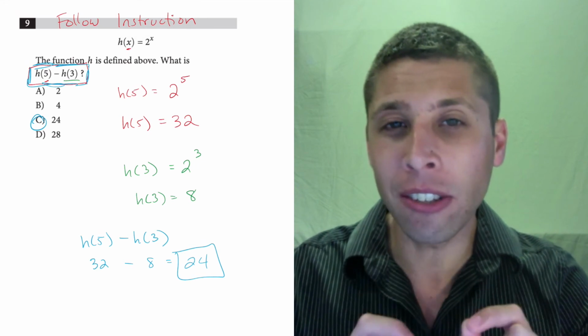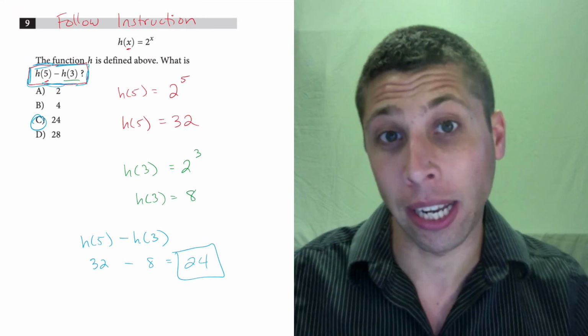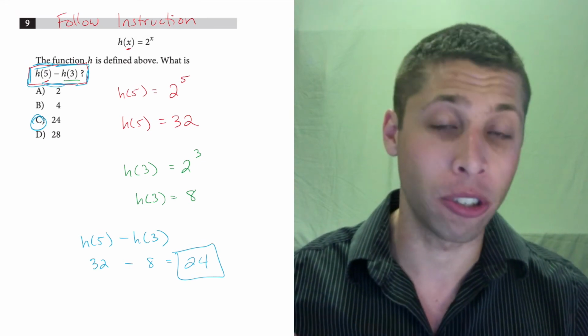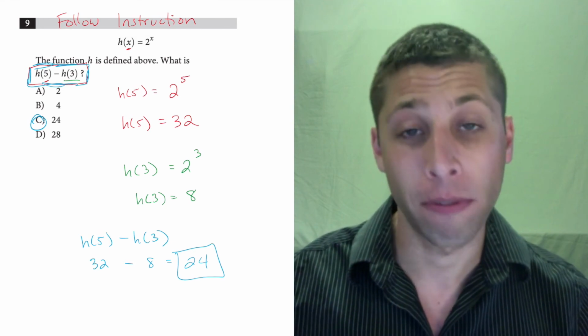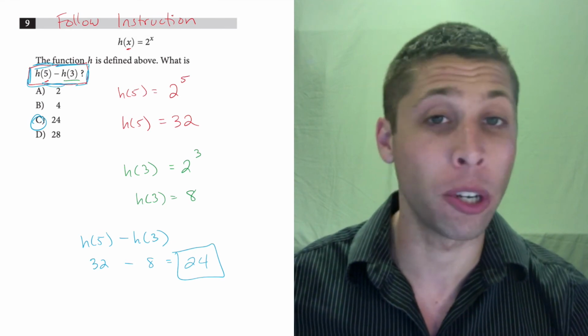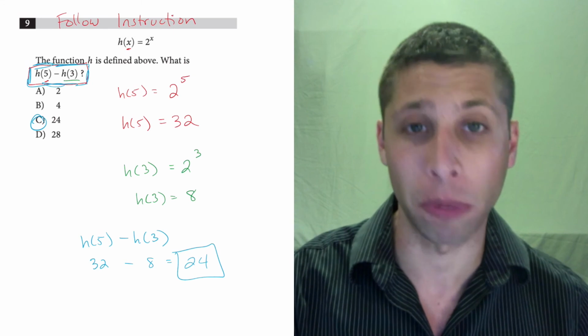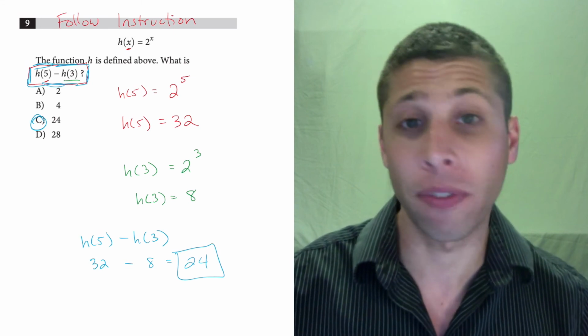It's a little easier if you can narrow your focus and break it up, but ultimately we're just doing PEMDAS, following instructions, turning this weird notation into just normal arithmetic so we can solve. That's all that function notation is.